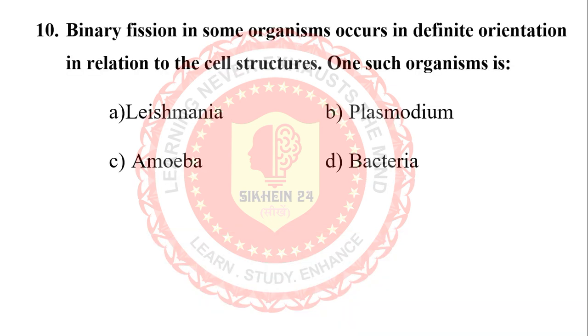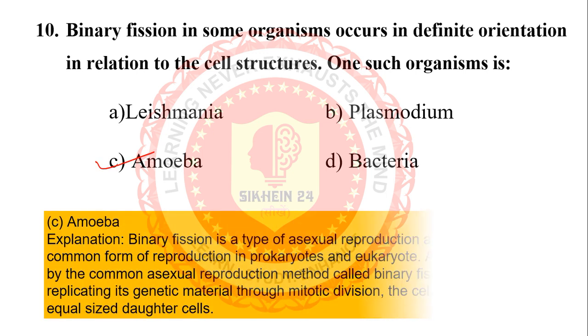Next question. Binary fission in some organisms occurs in definite orientation in relation to the cell structures. One such organism is: Leishmania, Plasmodium, amoeba, bacteria. Amoeba is very popular. I go with amoeba. Let's see what the answer is.